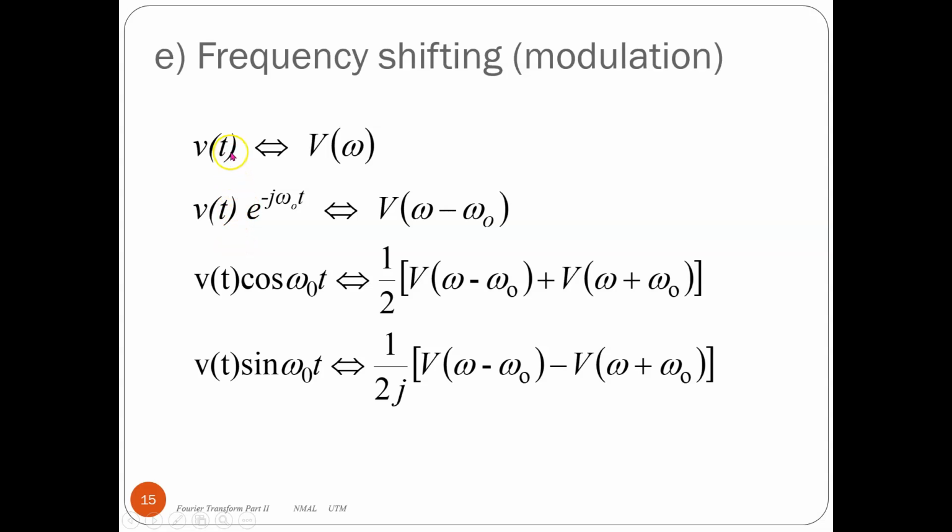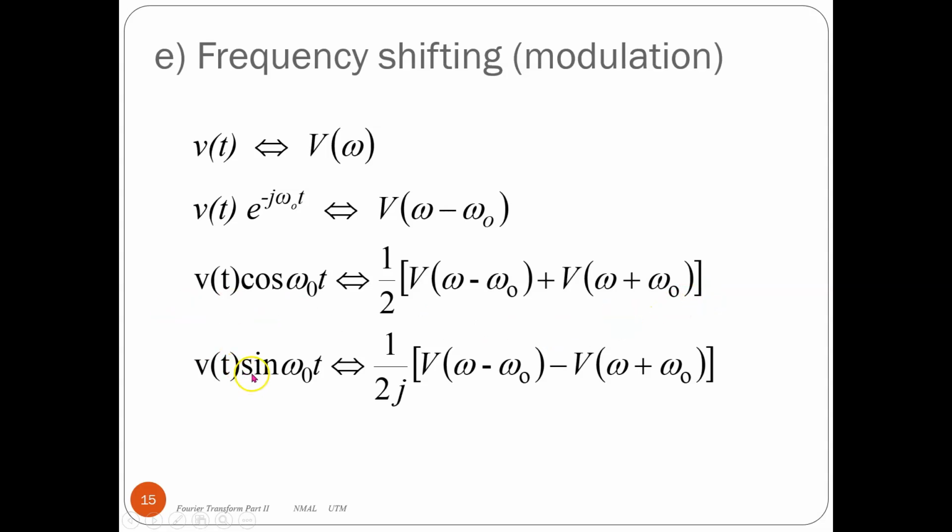Remember that any signal multiplied by exponent negative j omega naught t, which has omega referring to the frequency, or multiplied by cosine or also sine signal, we will know straight away that this is frequency shifting or modulation. So when this time domain signal is multiplied by exponent negative j omega naught t, the Fourier transform will become V(omega minus omega naught). So just put in the value. If v(t) here is multiplied by a cosine function, it will become like this.